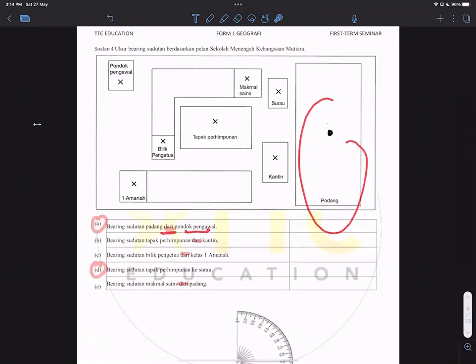from Pondok Pengawal. Where is Pondok Pengawal? Okay, if they give you the dot, then you guys use the dot. So I'm ignoring the cross here because this is not the center part. But I assume this is the Pondok Pengawal. If they give you, then you refer from here. So this is Padang. So guys, in order to measure the bearing sudut, we have to draw the cross, right? So draw the cross on Padang or Pondok Pengawal. Which one? Look here.